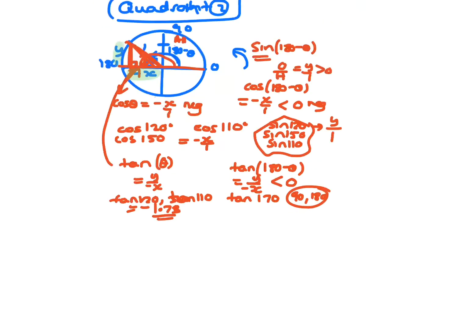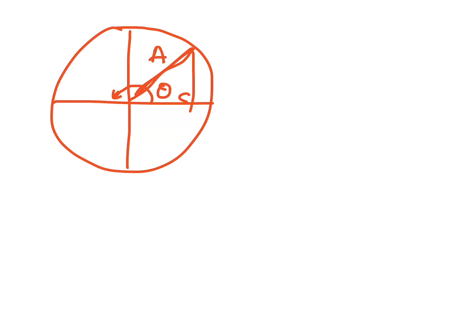So far, what we know with our unit circle as we turn it around, is that we've hit quadrant 1. Now quadrant 1 would just be theta. And we know that all of them in quadrant 1 are positive.